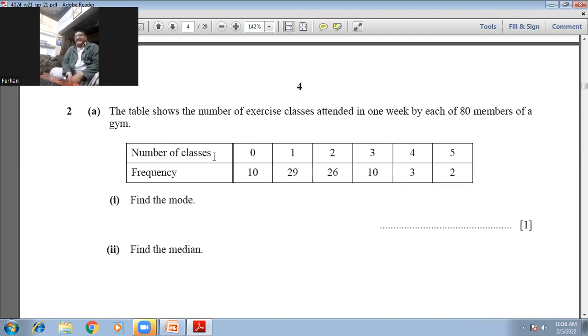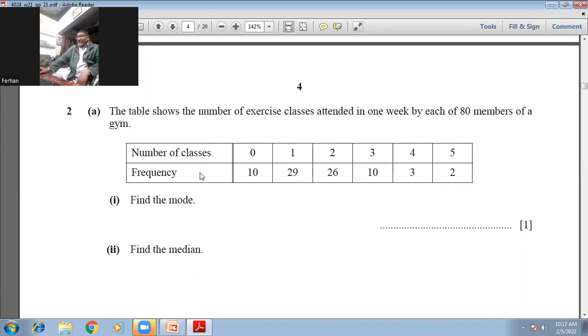Question number 2. It says the table shows the number of exercise classes attended in 1 week by each of the 80 members of the gym. The people who attended 0 classes, there are 10 such people. Those who attended 1 class only, there are 29. Those who attended 2 classes, there are 26. Those who attended 3 classes, there are 10. Those who attended 4 classes, there are 3. And those who attended 5 classes, there are 2. So this is the table given.